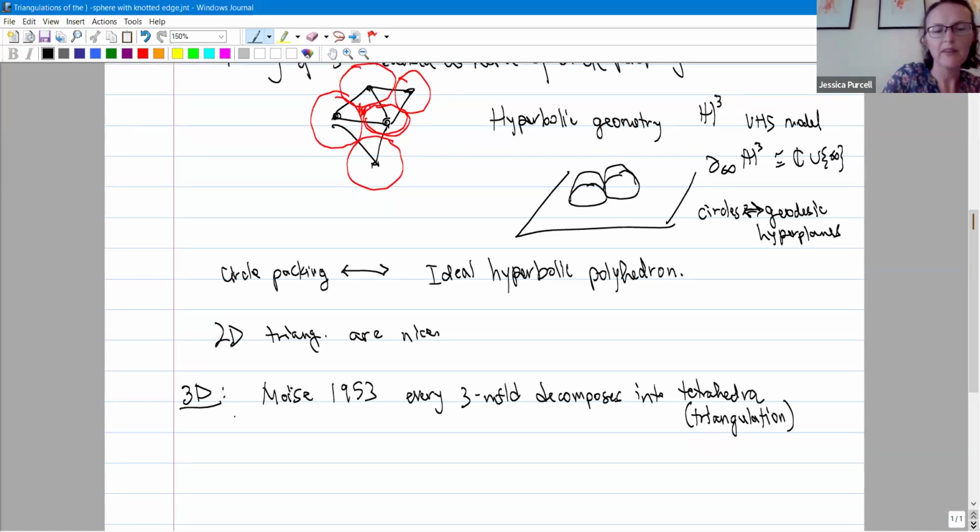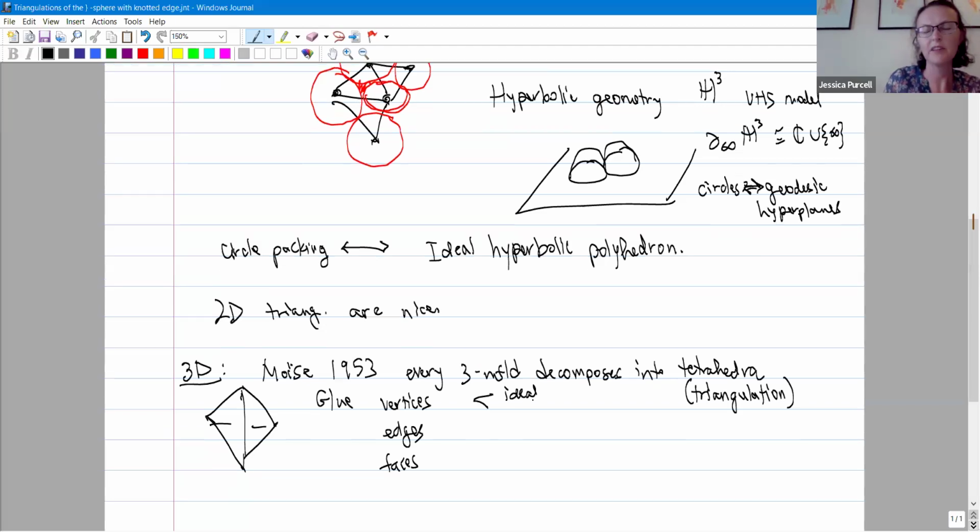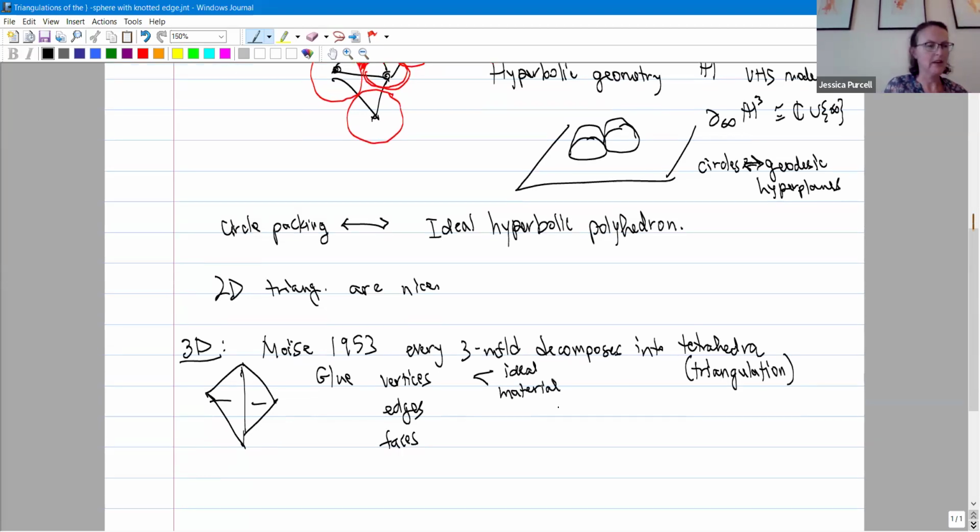And sometimes we have our vertices. Well, maybe let me draw a picture of that. So we have these tetrahedra, and we're going to glue vertices, edges, faces. Sometimes our vertices will be ideal, meaning they are removed, or you can think of them alternatively at the boundary of infinity, or sometimes they will be material. So we'll look at both types of triangulations for this talk.